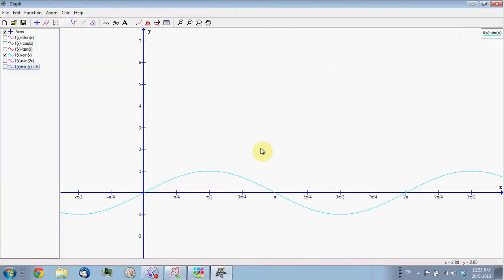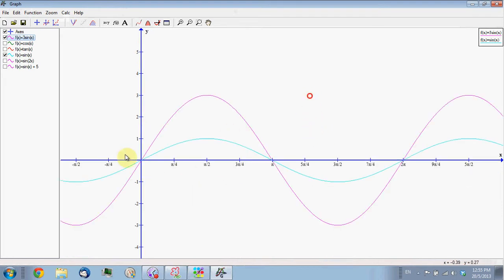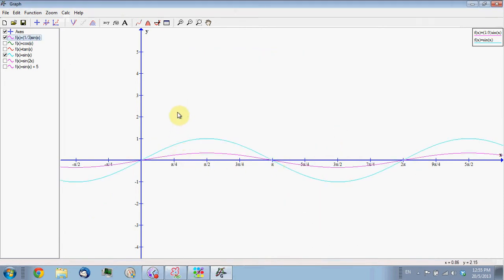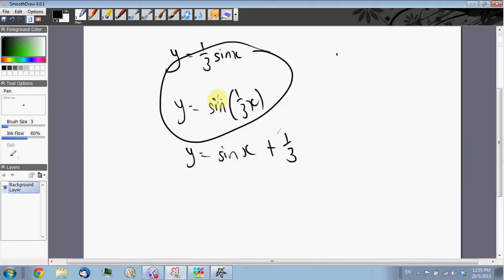Now remember that if let's say we have y equals 3 sine x, right? Sine x is the cyan one, and the purple one is y equals 3 sine x. The amplitude increases, multiplied by 3, right? So now if we change it to 1/3, instead of the amplitude being at 3, now it's just 1/3, it just becomes 3 times smaller.